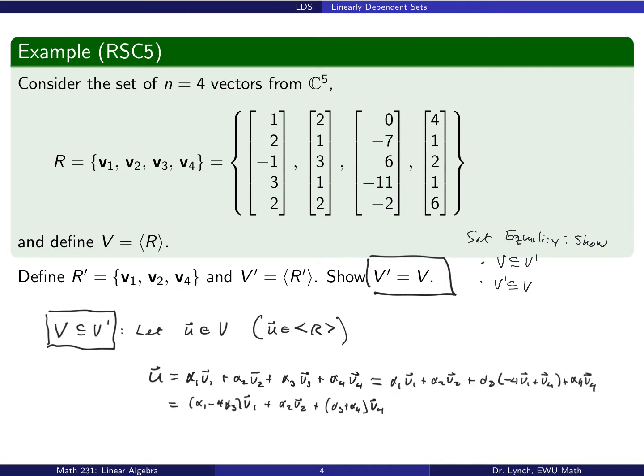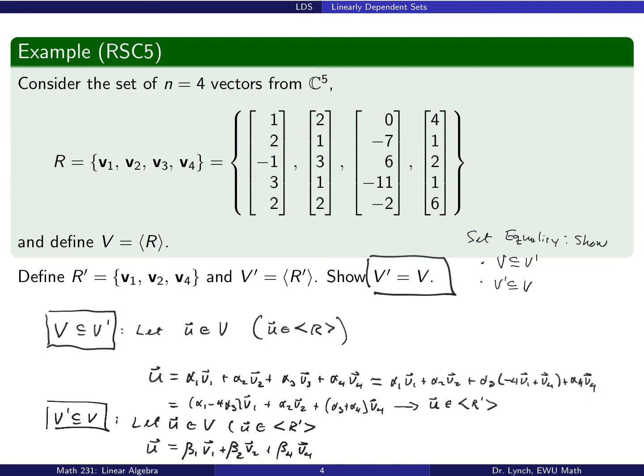Okay, so we see, therefore, that U can be represented as a linear combination of V1, V2, and V4, which tells us that any element U that's in the span of R is also in the span of R prime. Okay, similarly, we can show that V prime is a subset of V.